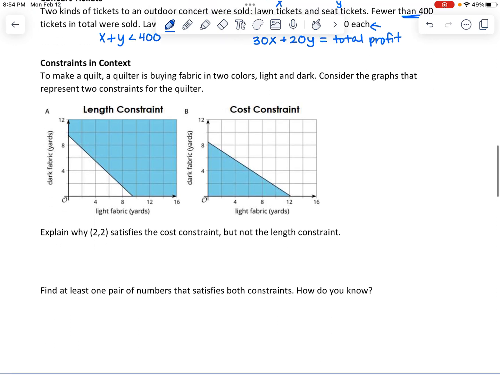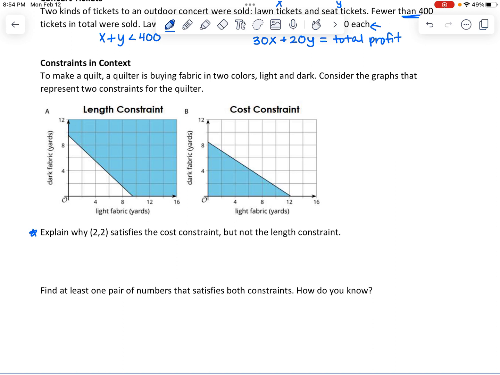Now, what do these constraints look like in context? And this is where we go back to graphing that we learned in part 2. A quilter is buying fabric in 2 colors, light and dark. Consider the graphs that represent the 2 constraints for the quilter. So this quilter has a length constraint, which is in graph A, and a cost constraint in graph B. First question says, explain why the ordered pair satisfies the cost constraint, but not the length constraint.